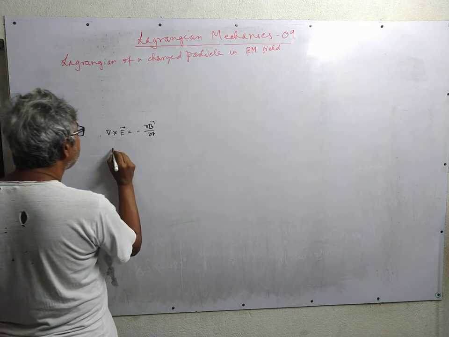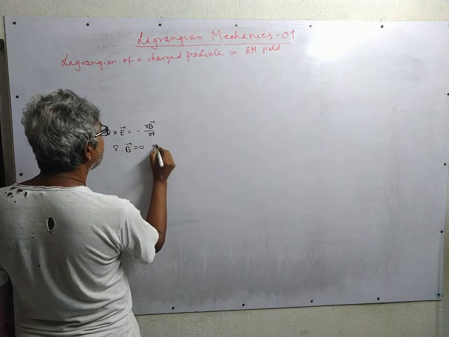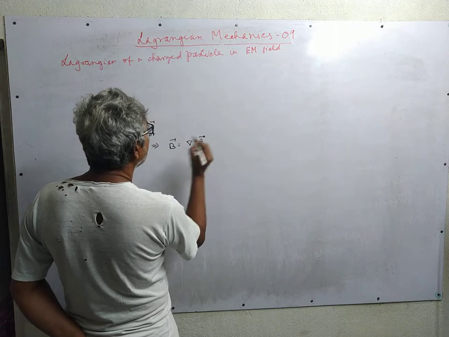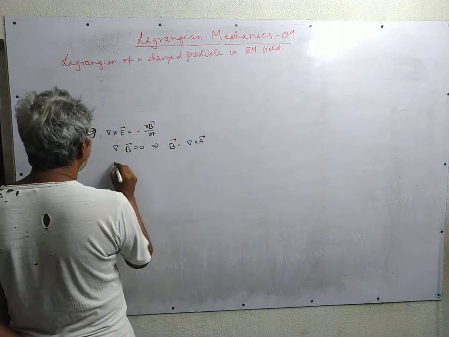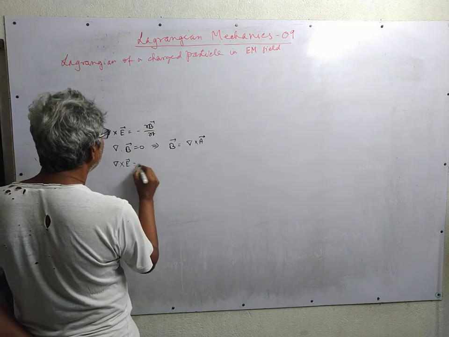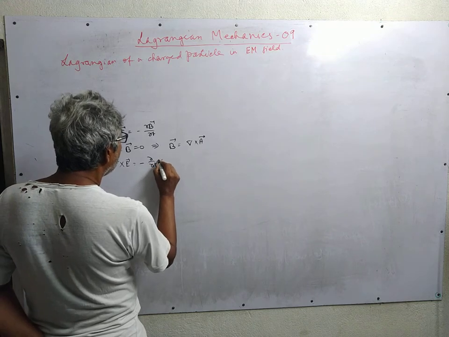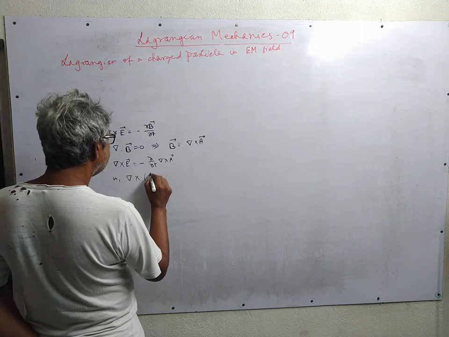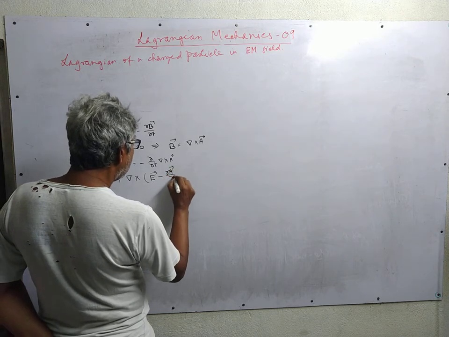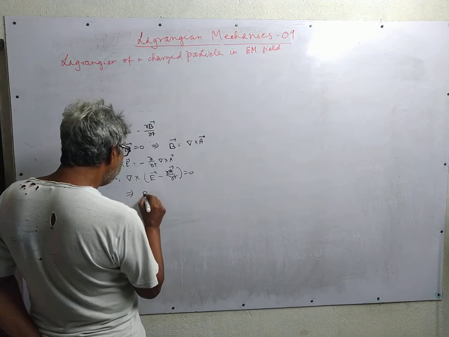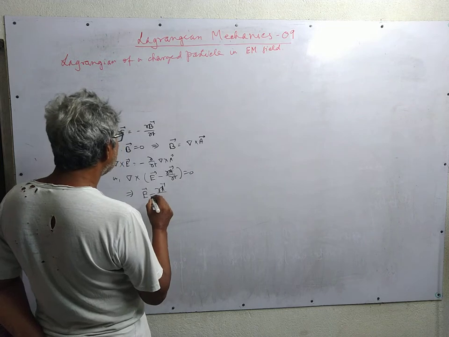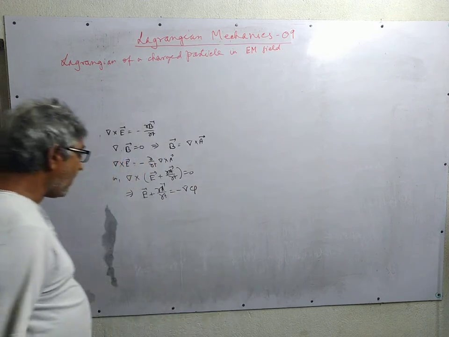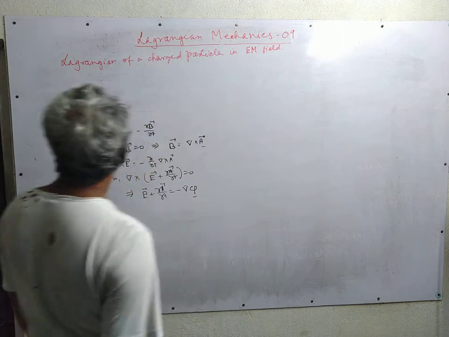and we know that the divergence of B is equal to 0, which readily suggests that B can be written in terms of the vector potential such that B is equal to curl A. If we write this B over here, then we get curl of E is equal to minus ∂/∂t of curl of A, or curl of (E plus ∂A/∂t) is 0, which suggests that E plus ∂A/∂t can be written as minus grad phi, where A and phi are called the vector and scalar potentials.